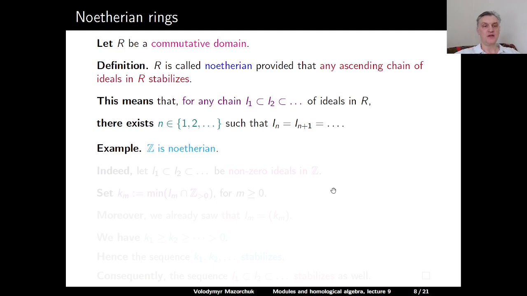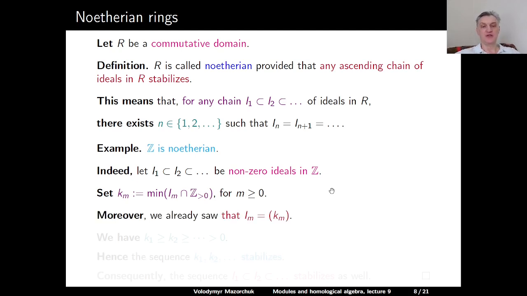For example, the ring Z of all integers is noetherian. Indeed, take any ascending chain of ideals in Z. So we have ideal I1 embedded into I2 and so on. Let us denote by Km the minimal positive integer which belongs to Im. So we can of course assume that starting from some point these ideals are non-zero, so we just assume that they all are non-zero, so this Km is well defined.